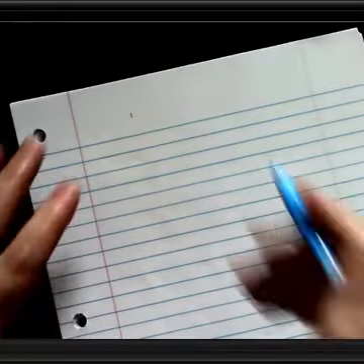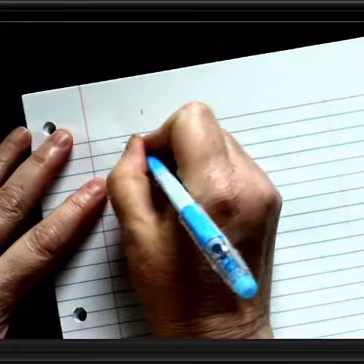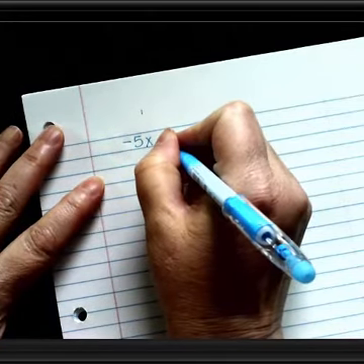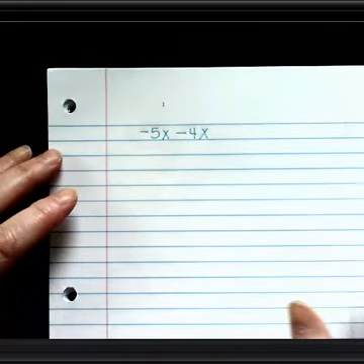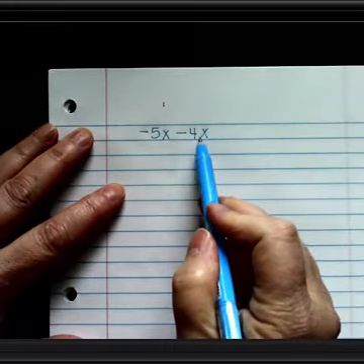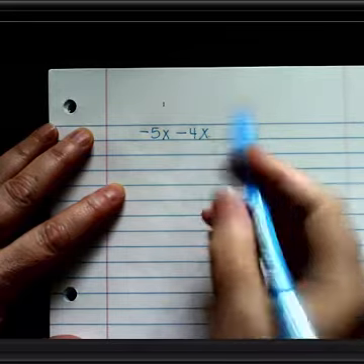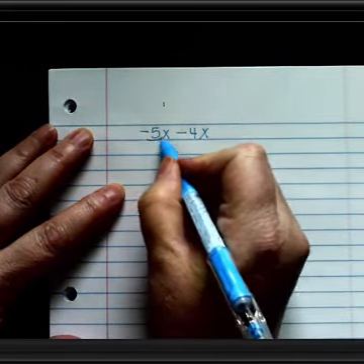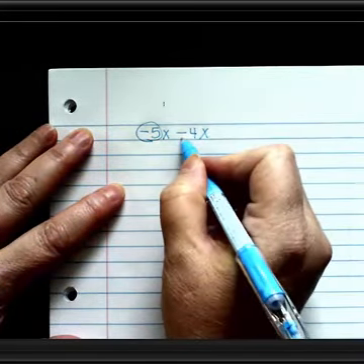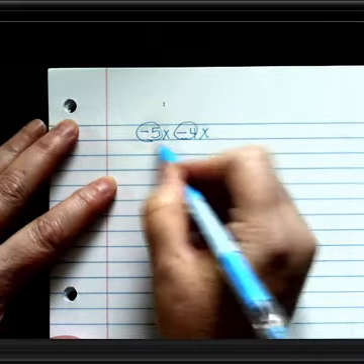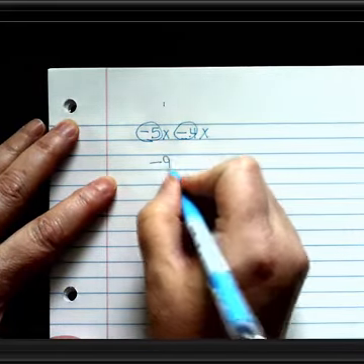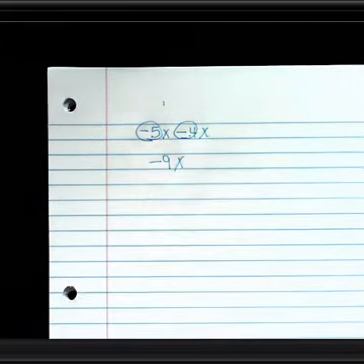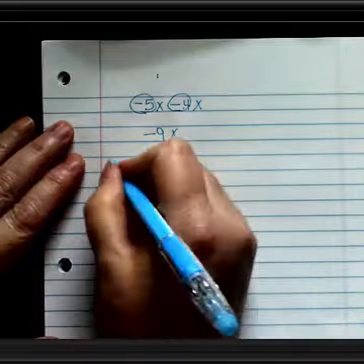All right, let's look at this. Negative 5x minus 4x. Sorry, didn't realize it was. So, do we have like variables? Yes. So look at the numbers in front. I have a negative 5 and I have a negative 4. What's negative 5 plus a negative 4? Negative 9, variable stays the same. All right.